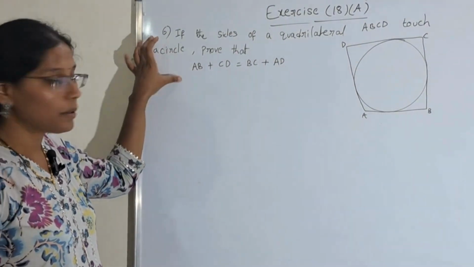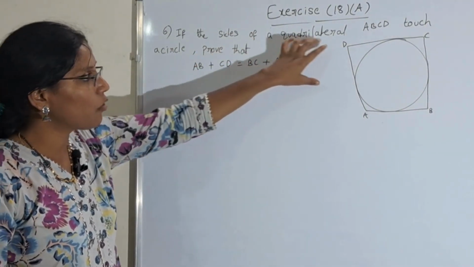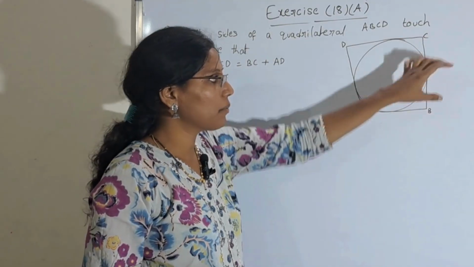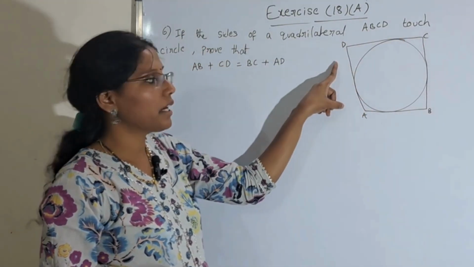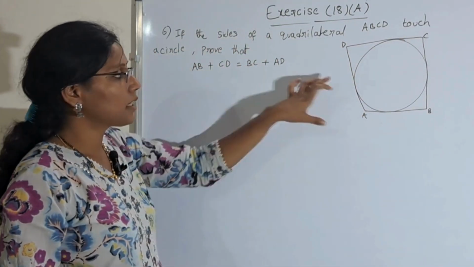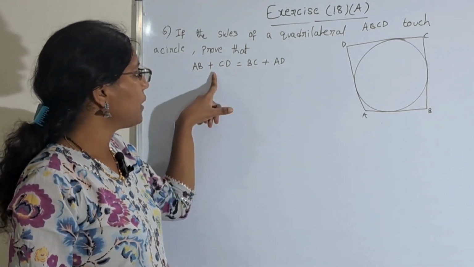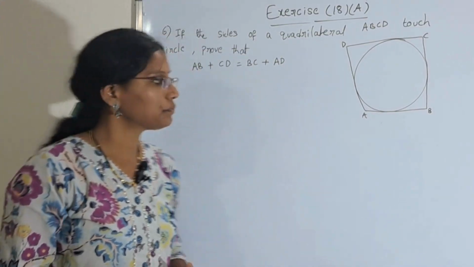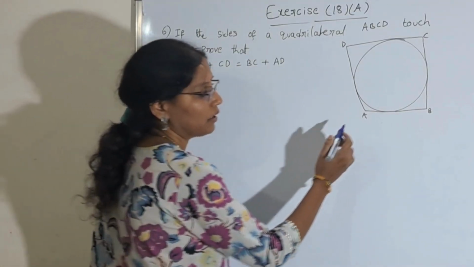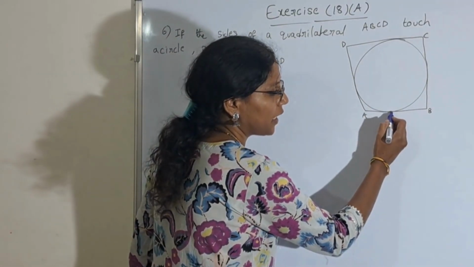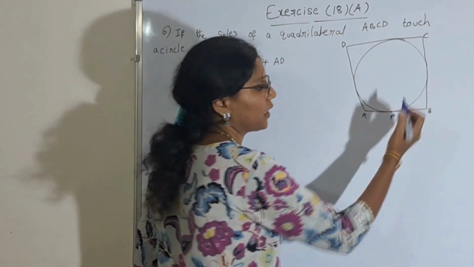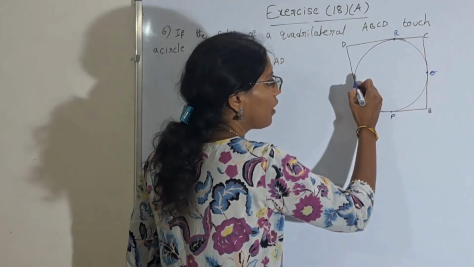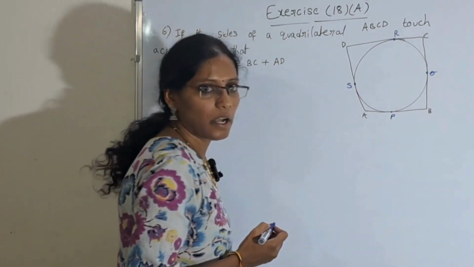Next, sixth problem. If the sides of a quadrilateral ABCD, this quadrilateral's sides AB, BC, CD and AD touch a circle, prove that AB plus CD is equal to BC plus AD. This condition we have to prove. First we have to see AB is touching the circle at P, that we have to take. Here some Q, here R and here S, that we have to consider.